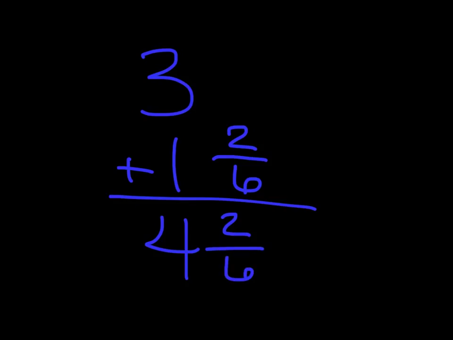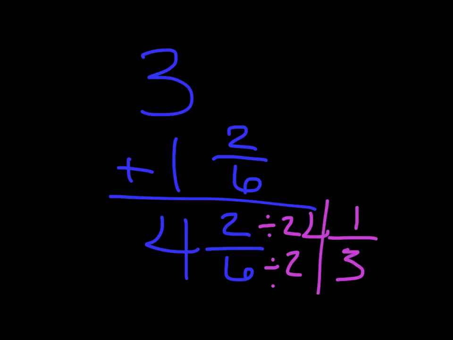And then the last thing you want to do is simplify. Because they're both even numbers, you can divide them by 2. 2 divided by 2 gives me 1. 6 divided by 2 gives me 3. So my final answer is going to be 4 1/3.